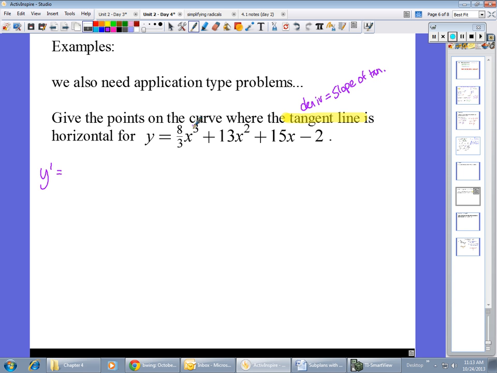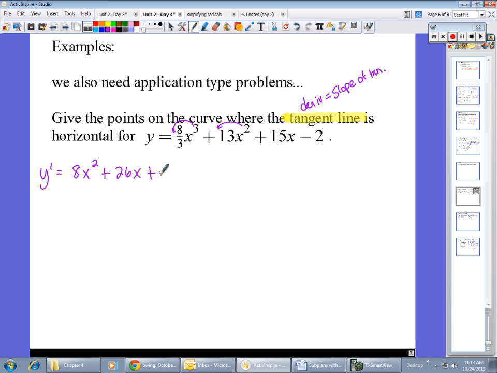Go ahead and swing this 3 in front. 3 times 8/3 gives you 8. x would drop down to a power of 2. Plus the next one, swing the 2 in front. 2 times 13 gives you 26. x would drop down to a power of 1, so I'm not going to write that.